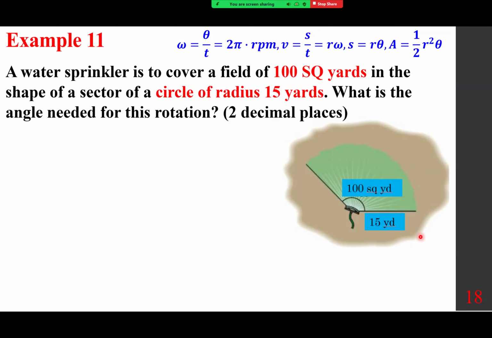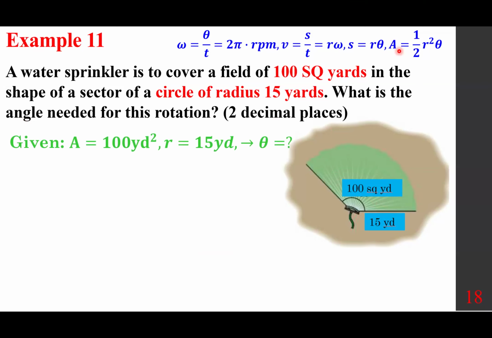So here's the given. Let's write it out. The area is 100 yards squared. Radius is 15. We are looking to find theta. So again, understanding the problem. Here's the formula: A equals 1/2 r squared theta. Plug in everything. Replace the A. Replace the R.